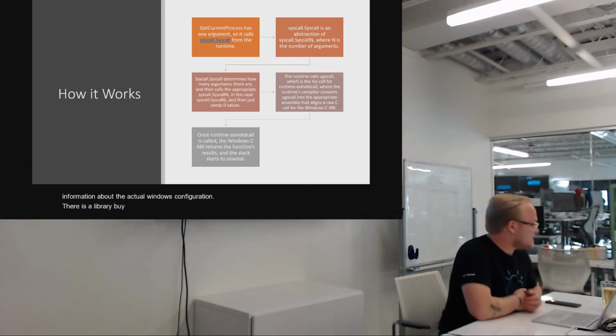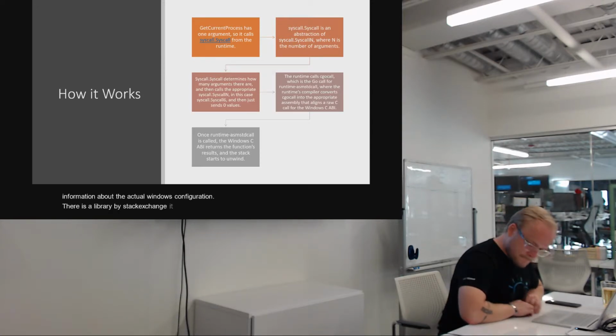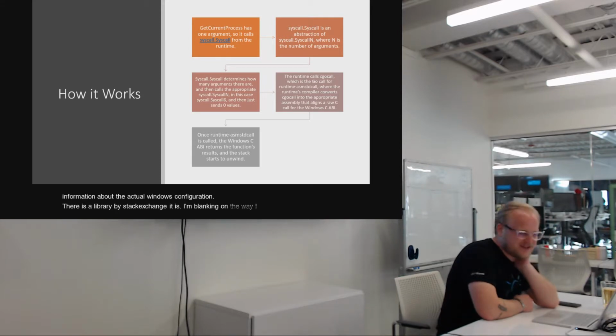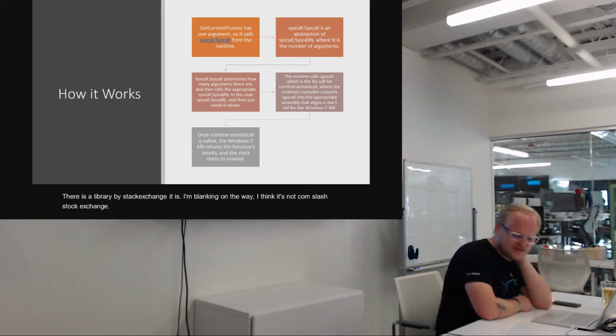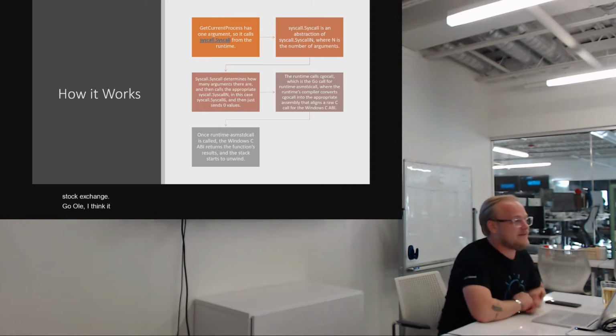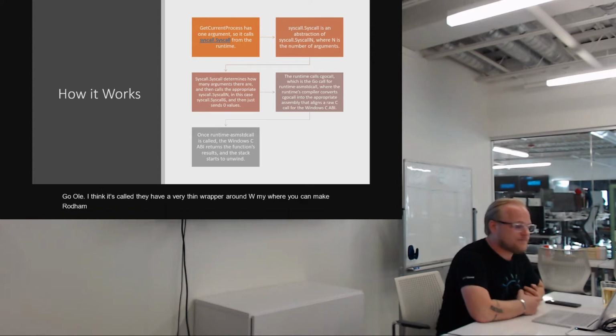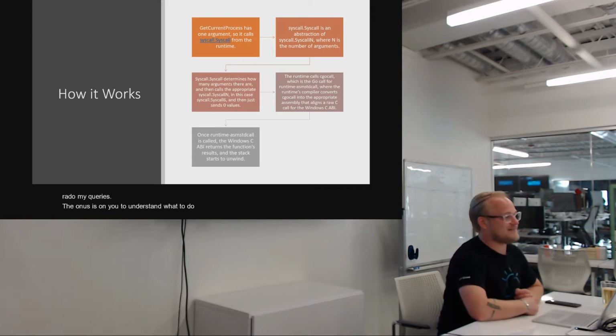There is a library by Stack Exchange. I am blanking on the name. I think it's Ole. I think it's github.com/stackexchange/wmi, I think is what it's called. They have a very thin wrapper around WMI where you can make raw WMI queries. The onus is on you to understand what to do with the information that you get back, but last I checked several versions ago, it worked.